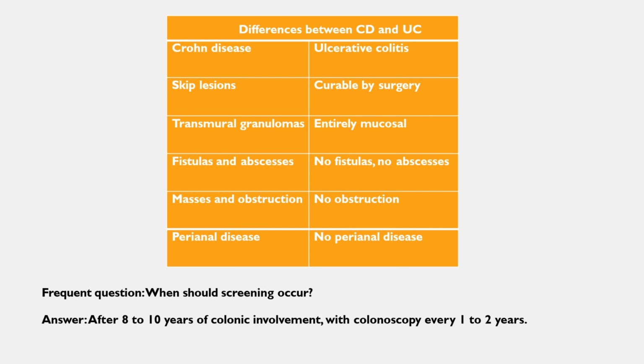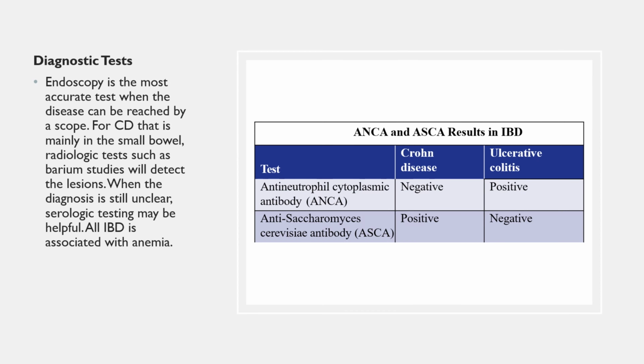And here we have a clinical tip. A frequent question: when should screening occur? The answer is after 8 to 10 years of colonic involvement, with colonoscopy every 1 to 2 years. So once again, when should you screen: after 8 to 10 years, when the colon is involved, and how you do it is colonoscopy every 1 to 2 years. Okay, let's go to the next slide.